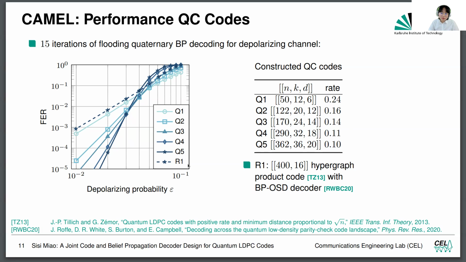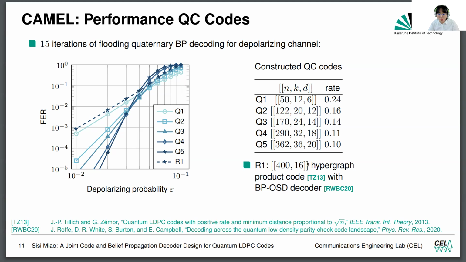And then we plot the frame error rate, or logical error rate, over a depolarizing channel. We want to stress that we only use 15 iterations of flooding BP decoding, and this is to achieve a lower latency. For the smaller codes here, you can even use only 10 or 7 iterations. And then we also want to have some comparison with the literature.